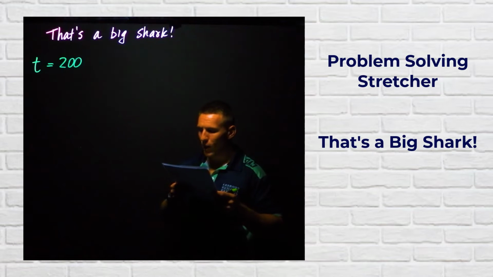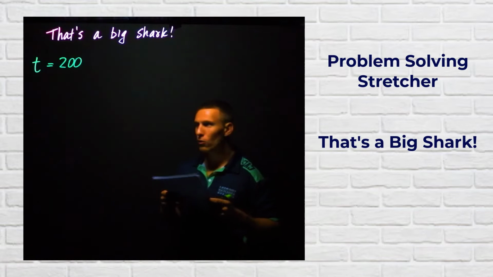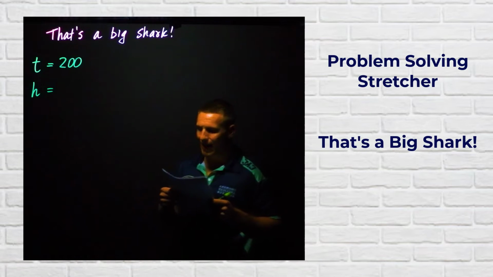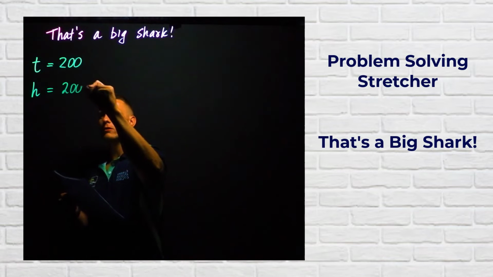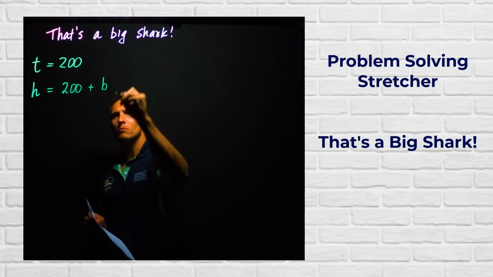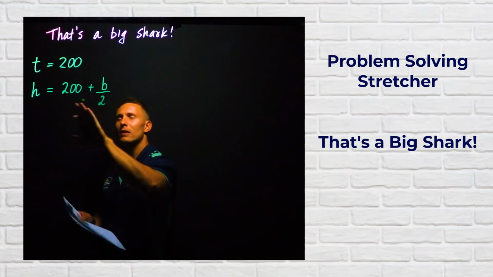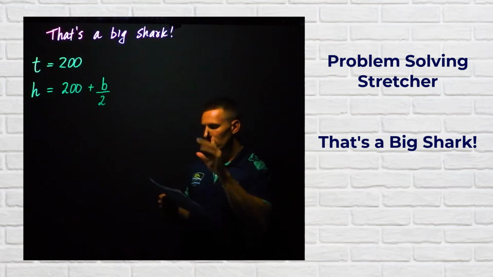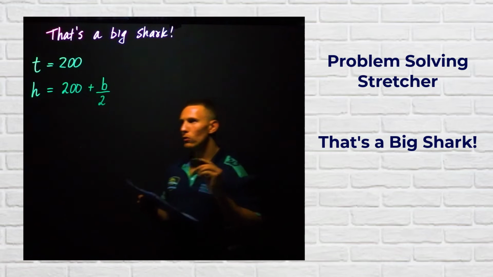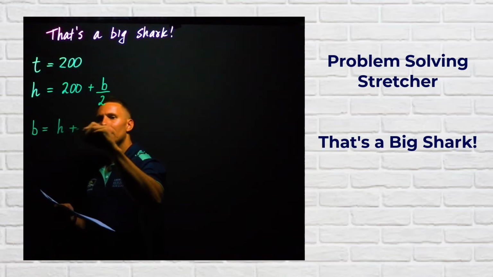The head of the shark weighed as much as its tail plus half its body, okay? So the head of the shark, H for head, weighed as much as the tail. So we know that the tail is 200, don't we? Plus half of its body. Alright, so we're going to use B for body, and we're going to divide that by 2. Okay, so we're told that the head of the shark is the tail plus half of its body. So that's the second thing we need to set up there. Its body weighed as much as its head and tail. Okay, so its body weighs as much as its head and tail.